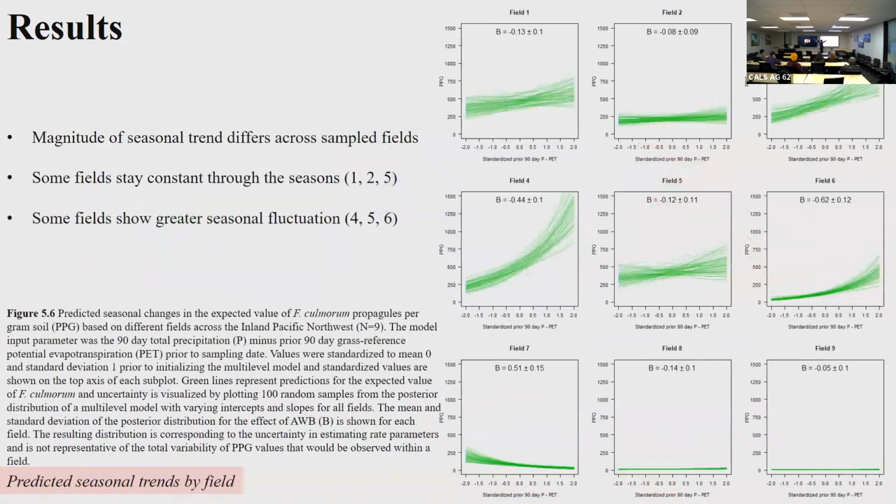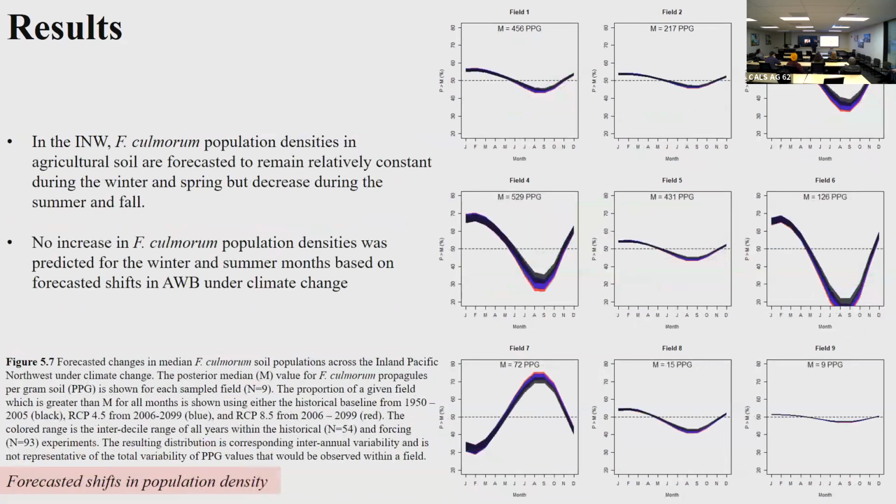So you have some fields like 1, 2, and 5 where there isn't that much of a seasonal fluctuation in these soil populations. They're still staying the same. Whereas you have other ones like 3, 4, and 6 where you end up seeing a greater amount when there's the surplus, right? When it's cooler and wetter. And we're going to use these just like before, so that way we can forecast what changes in the soil populations would be, right, for each field.